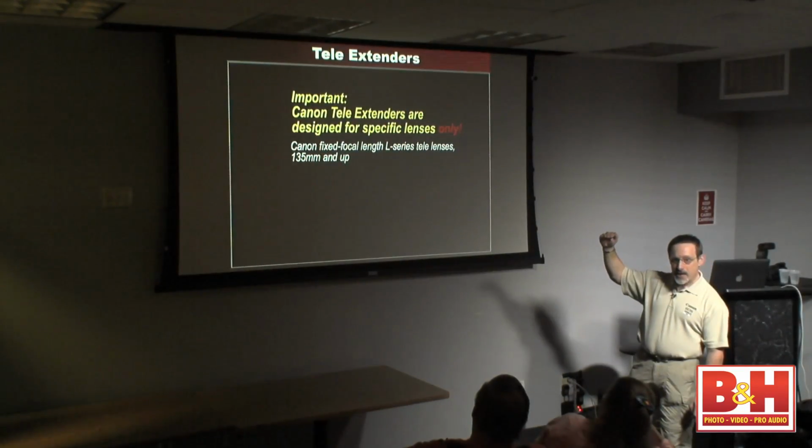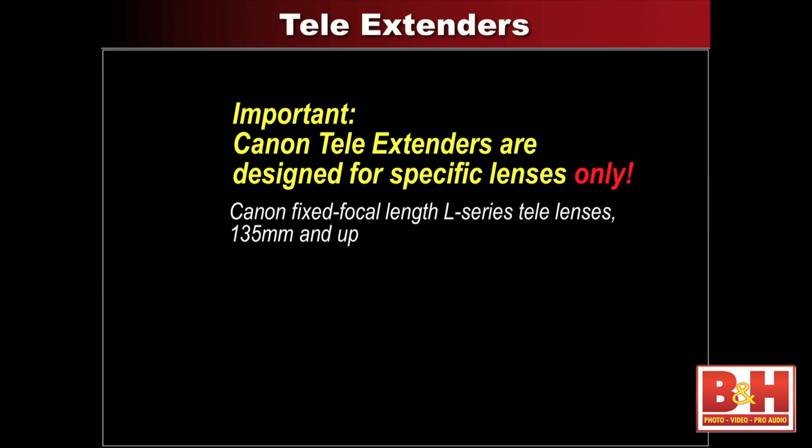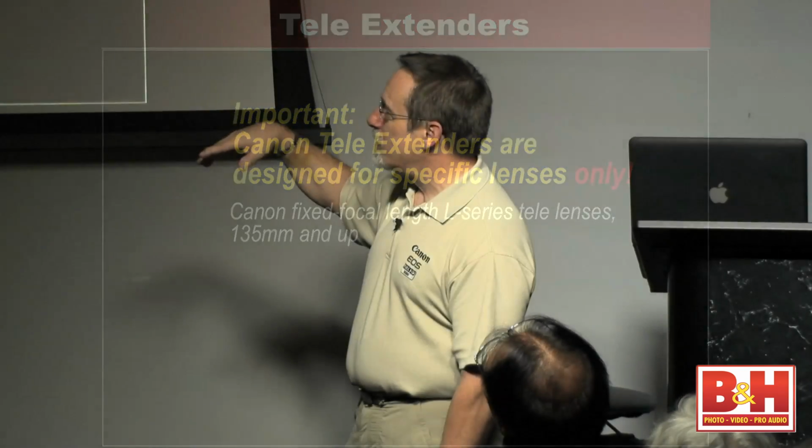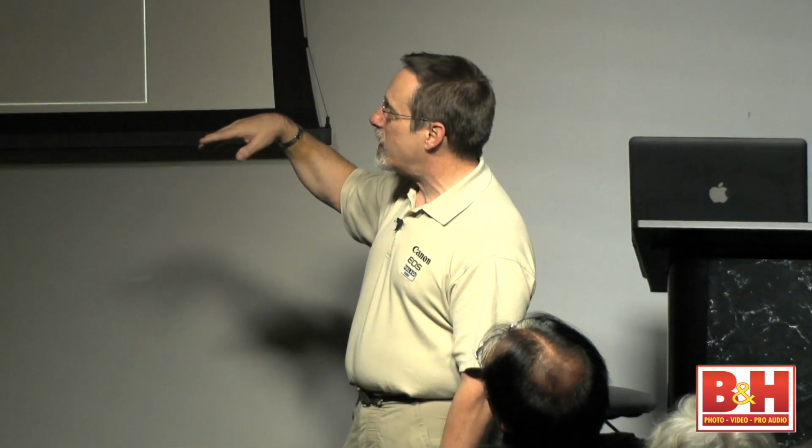Canon's fixed focal length L series here, 135 millimeter, is kind of the shortest one that you can use here, fixed focal lengths. So this only is going to fit on certain lenses. Most of them are going to be white. So it's kind of a clue there. It's going to be a white lens. So if you have a black lens, chances are you're not going to get it. But anything longer than that as well will fit on.